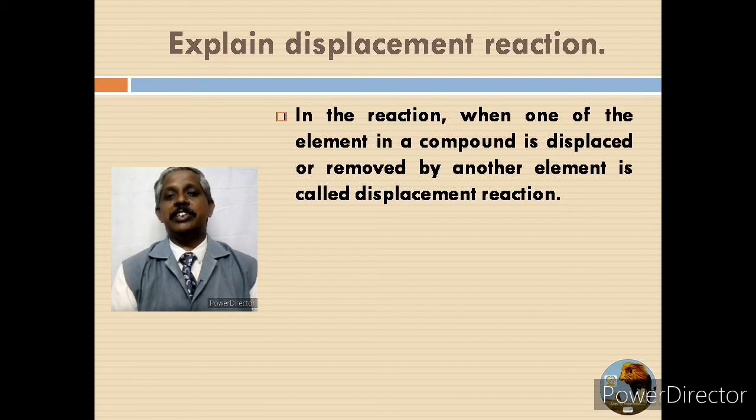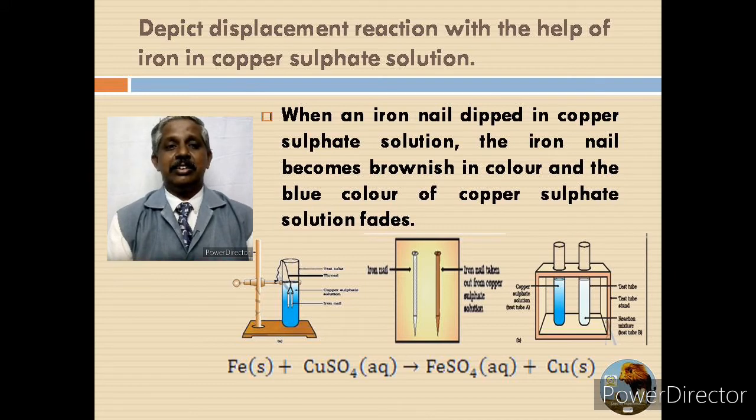Explain displacement reaction. In the reaction, when one element in a compound is displaced or removed by another element, it is called a displacement reaction. Let us see a depiction of a displacement reaction with the help of iron in copper sulfate solution. When an iron nail is dipped in copper sulfate solution, the iron nail becomes brownish in color and the blue color of copper sulfate solution fades out.